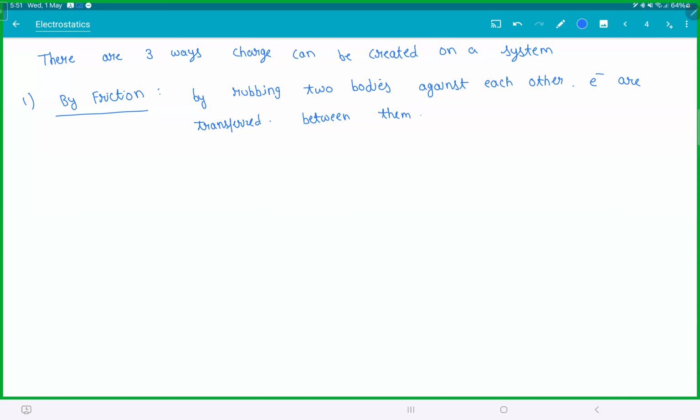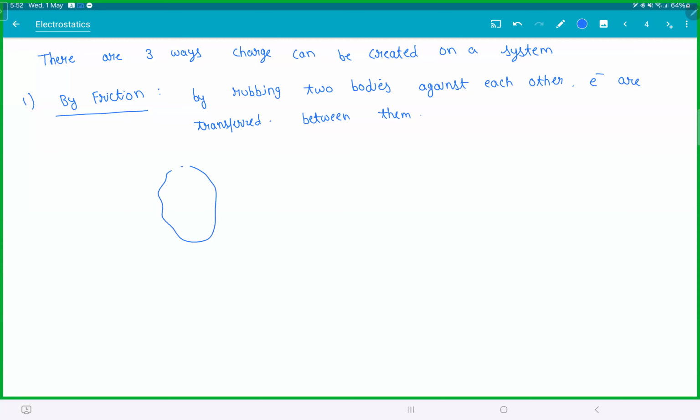In case you didn't get a silk cloth, a cat is also good. Silk cloth and a cat also will work pretty well. Cat's skin, if you see, it's pretty nice. Only thing, if you take two cats and rub them against each other and leave, then they get attracted. That would be interesting. But yeah, the force is negligible.